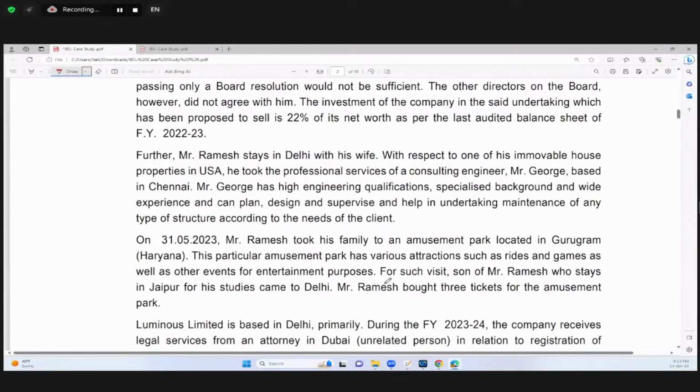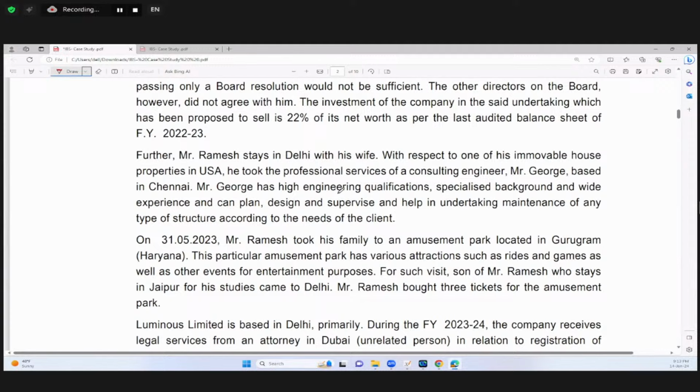Mr. George has high engineering qualifications, specialized background and wide experience and can plan, design and supervise and help in undertaking maintenance of any type of structure according to the needs of the client. So he took professional services of a consulting engineer, Mr. George. Students, with respect to one of his immovable property, kahan pe, USA mein.